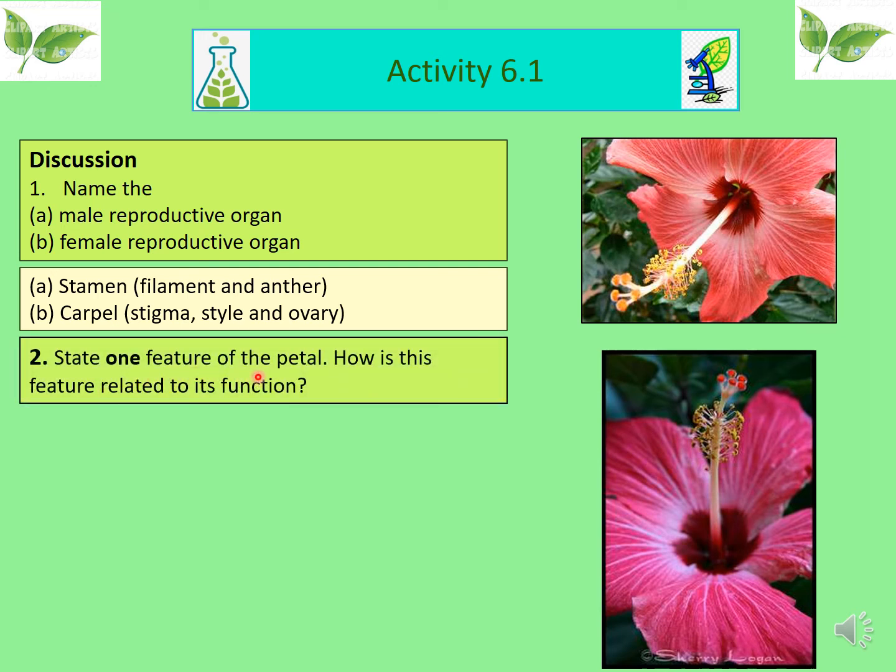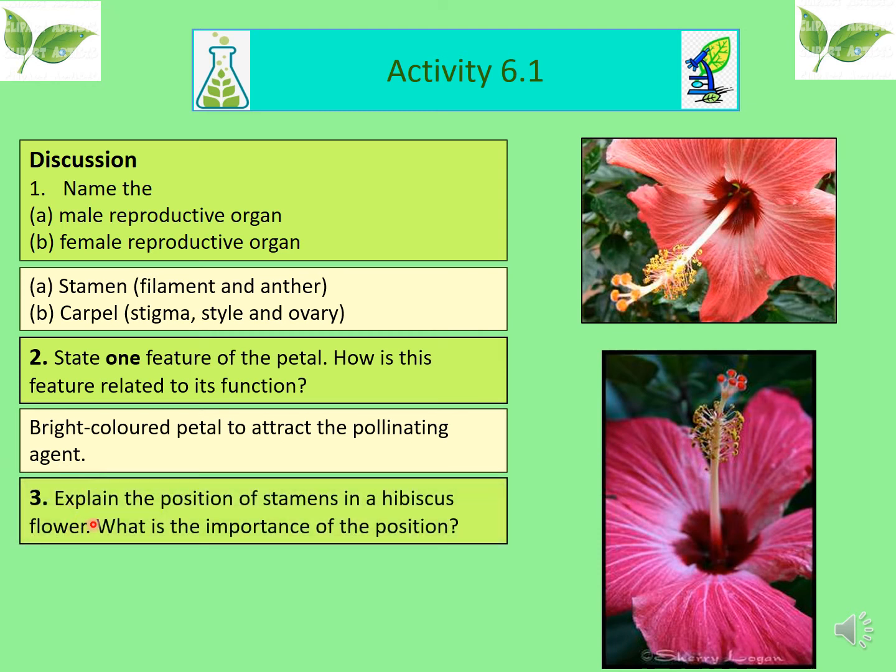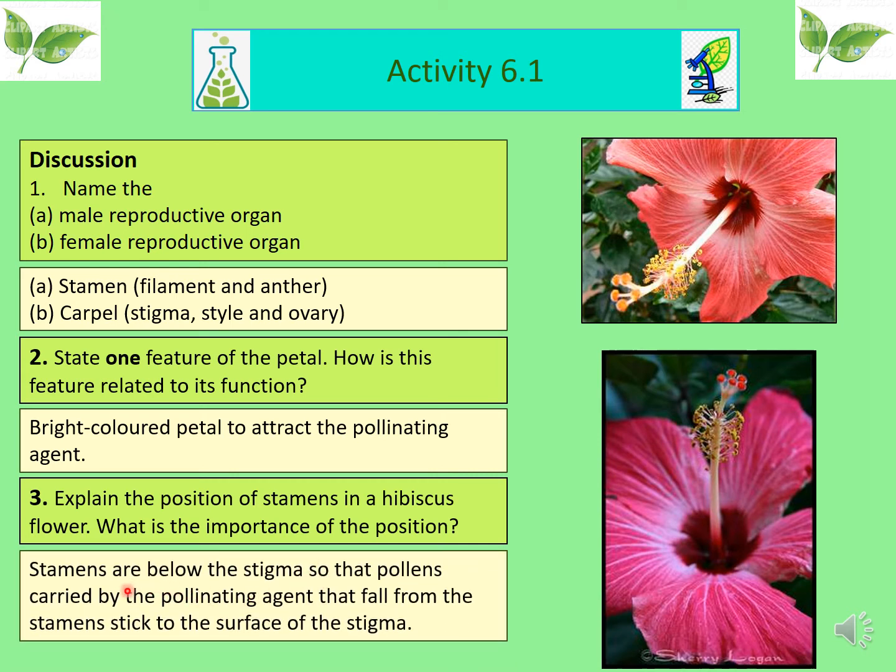State one feature of the petals, and how this feature relates to its function. Bright colored petals attract the pollinating agents. Number 3, explain the position of stamens in a hibiscus flower. What is the importance of the position? Stamens are below the stigma, so that the pollen carried by the pollinating agents that falls from the stamens sticks to the surface of the stigma.